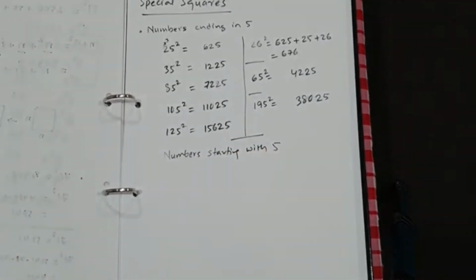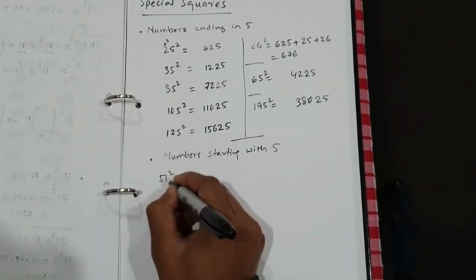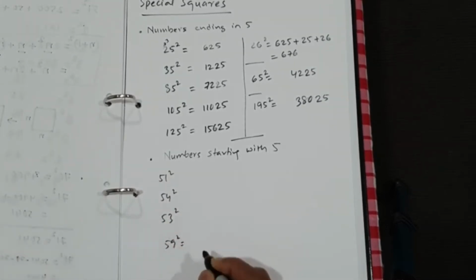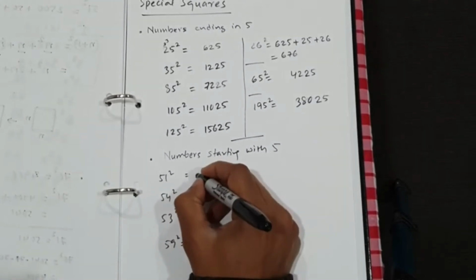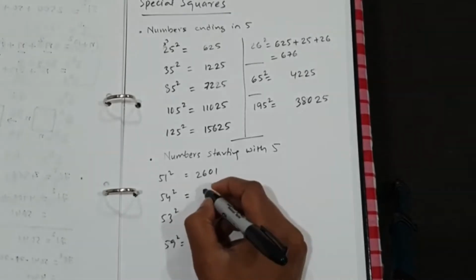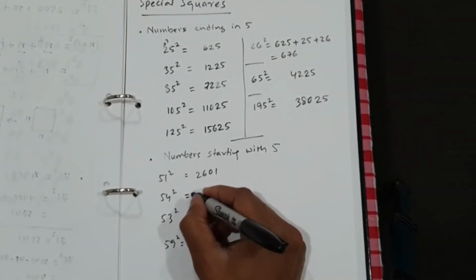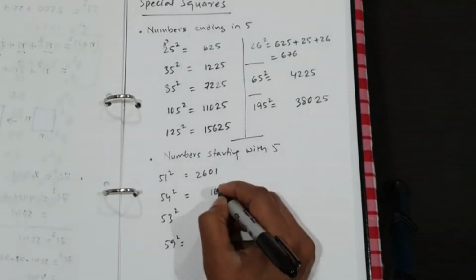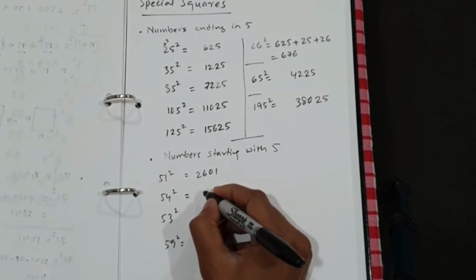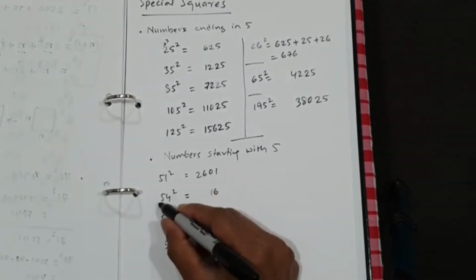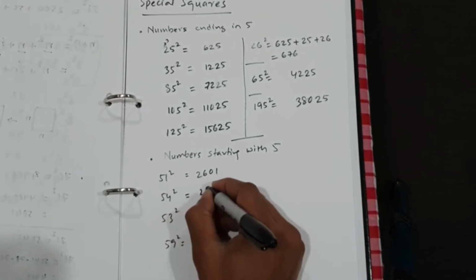Now if you see the squares of these numbers, you will notice something very interesting. 2601. 54 squared: you take the square of 4, which is 16, and then you take the square of 5, which is 25, and you add this number, so 2916.